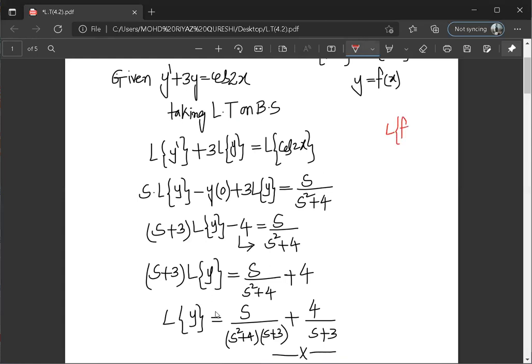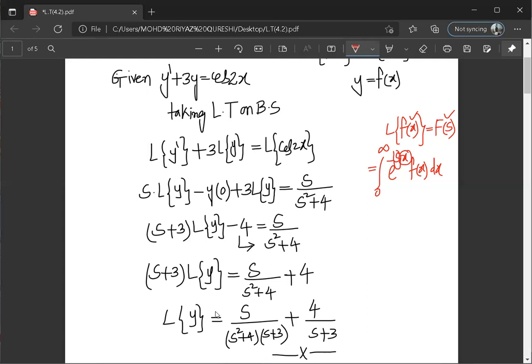L of f of x is equal to capital F of s. So whenever x changes, s changes. x and s are both functions. The value is the integral from 0 to infinity of e to the power of minus sx times f of x dx. That means under the integration s is also there, x is also there, so we can treat both of them as functions. In our discussion of the Laplace transform, s and x are both functions.